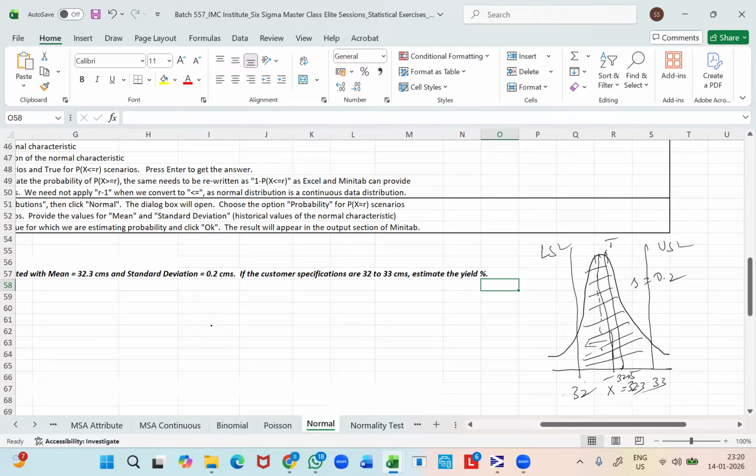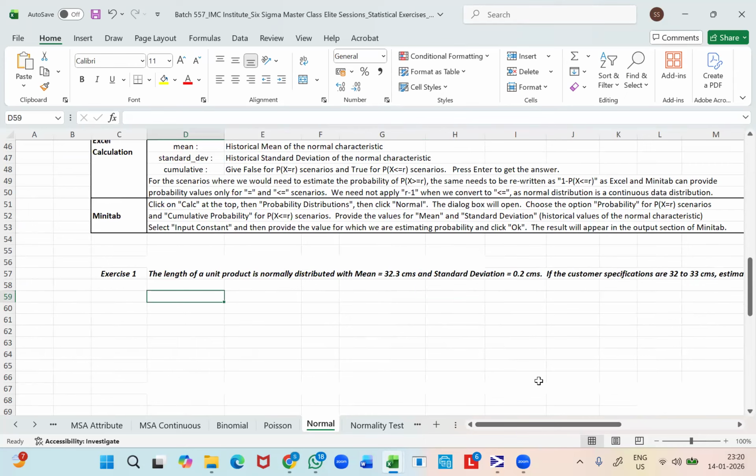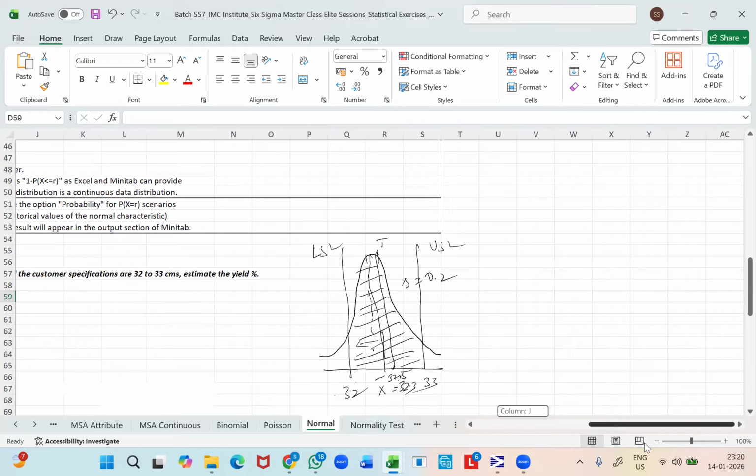Clear? Once you draw the process diagram, it becomes very clear as to what exactly you need to estimate or calculate, right? So the area between 32 and 33 is what we will consider for calculation of the yield percentage. Now let me summarize all these values and then we will perform the calculation. This is similar to the area within the sigma limits calculation, right? So the same kind of logic needs to be applied.